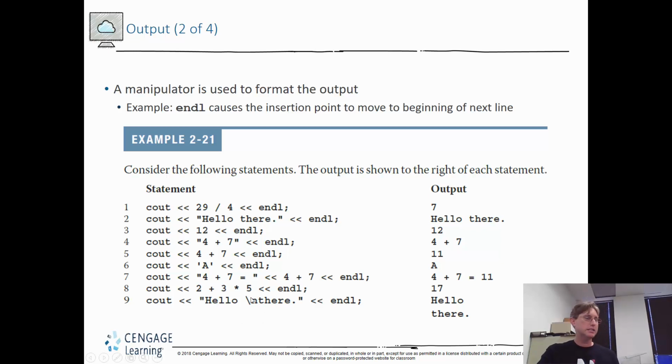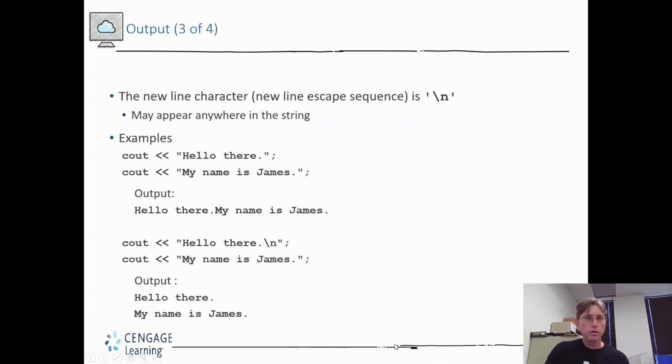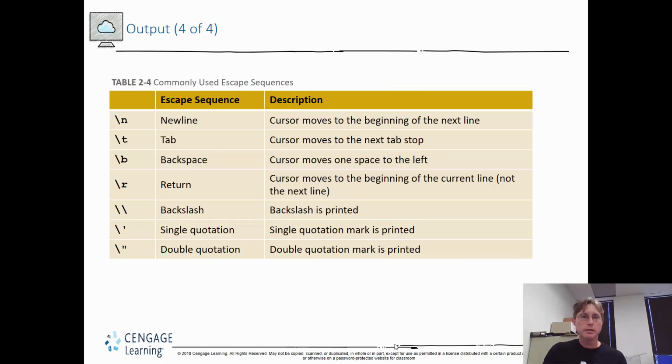So the backslash n is what we call the new line character. It's basically the same thing as the endl. It's going to go down to the next line, but the backslash n is a character. So it's got to be used inside of a string or as a character value. But that'll make it go down to the next line. There's some other escape sequences, and that's what this is.